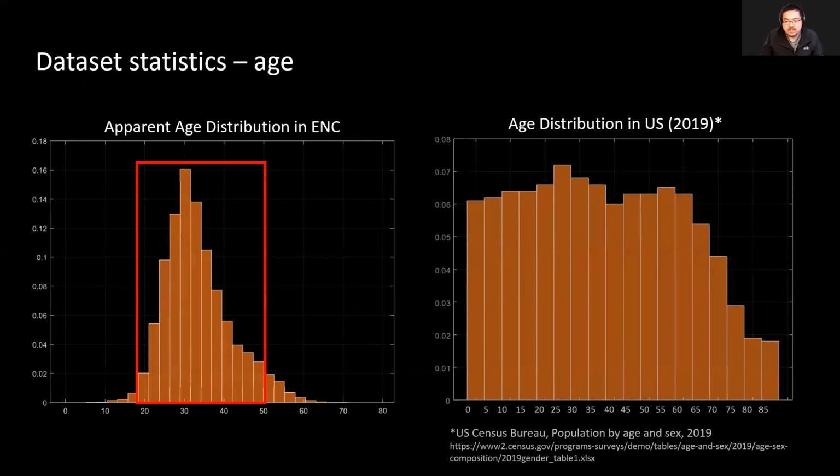First, let's discuss the potential bias on the age distribution in the EmotioNet database. The figure on the left is the apparent age distribution of samples in the EmotioNet Challenge. The figure on the right shows the age distribution of the US general population provided by the Census Bureau in 2019. As we can see, the EmotioNet Challenge has most of its samples concentrated around 20 to 50 years old. On the other hand, the US general population is more evenly distributed from newborn to 65 years old. So there is quite a significant difference between the challenge distribution and the US general population.